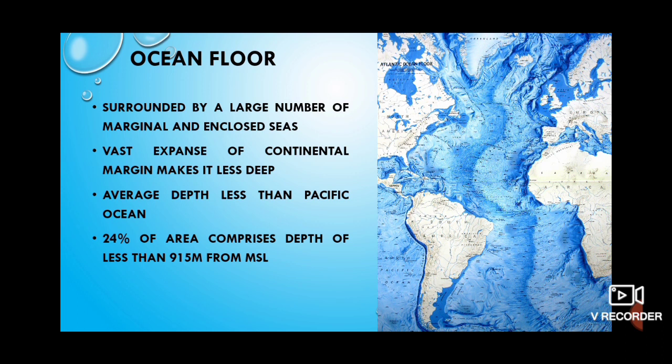The Atlantic Ocean has an average depth less than that of the Pacific Ocean. The ocean is surrounded by a large number of marginal and enclosed seas as well as by a vast expanse of continental shelf. This makes for less depth in the Atlantic Ocean. Therefore, more than 1/4 of the Atlantic Ocean has a depth of less than 915 meters from the mean sea level.